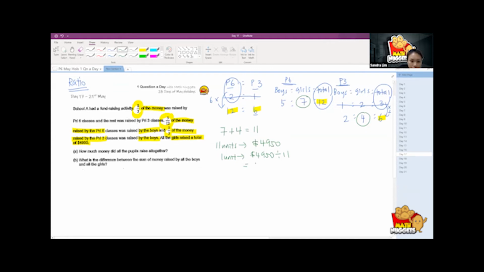Which is 450. Part A, how much money did all the pupils raise together? Total units will be over here, 12 and 6. So 12 plus 6, 18 units. So you just need to find out what's 18 units. Which is $8,100. That is the answer for A.